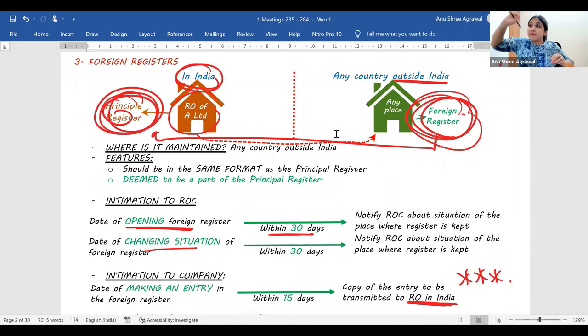But then whenever we make an entry in the foreign register, what do we have to send to registered office? Whenever I make an entry in the foreign register, I have to send to the registered office a copy of the entry. A copy of the entry. Don't change the keywords, okay? I have to send a copy of the entry. Within how many days? Within 15 days.